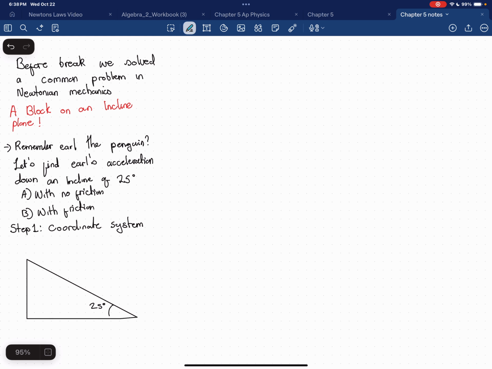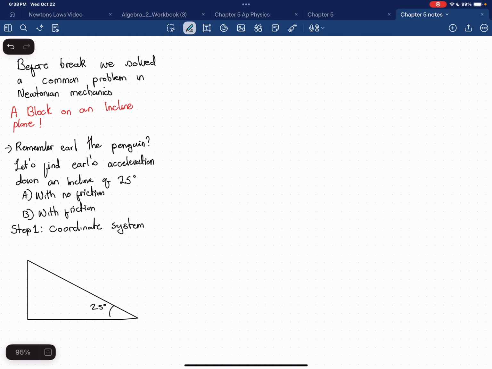Before the break, we solved a common problem in Newtonian mechanics: a block on an inclined plane. This is a classic problem. I'm going to solve this one again here, to remind us how to get through this kind of problem. If I have Earl the penguin, and Earl is sliding on an incline of 25 degrees with no friction, what's his acceleration? And with friction, what's his acceleration then too?